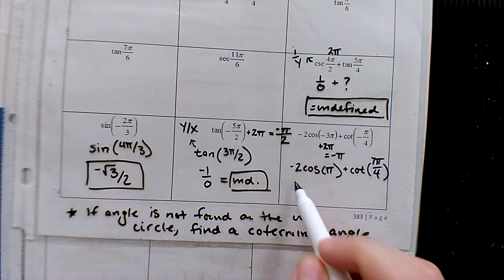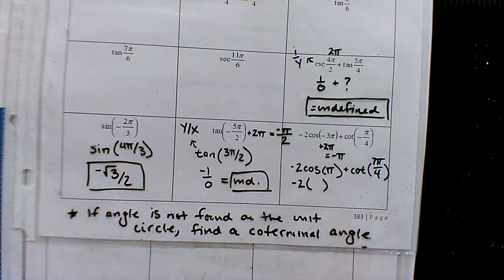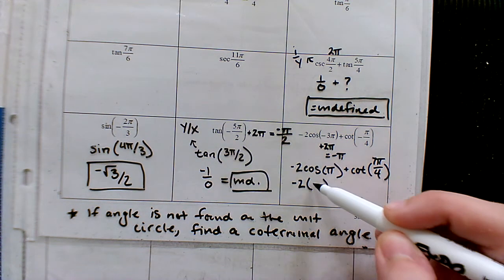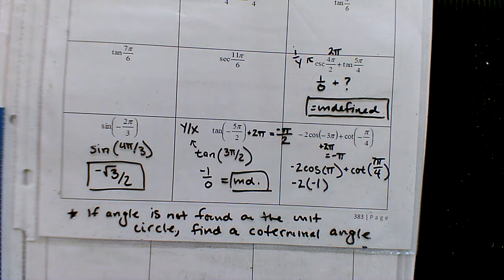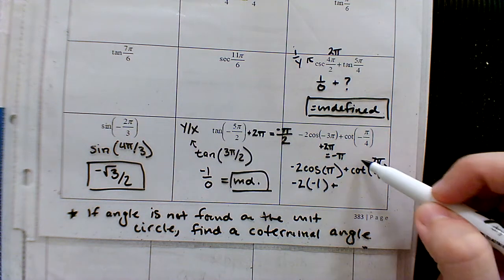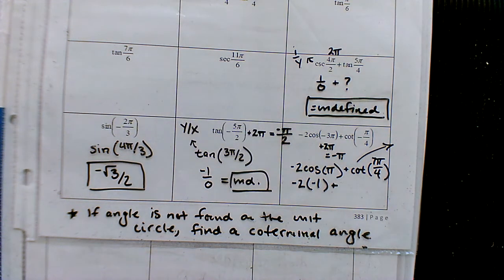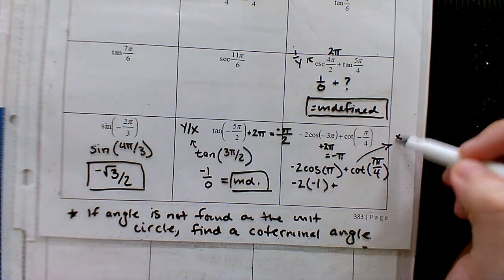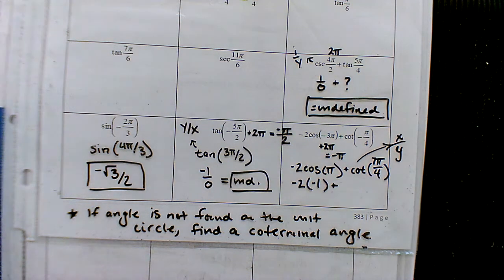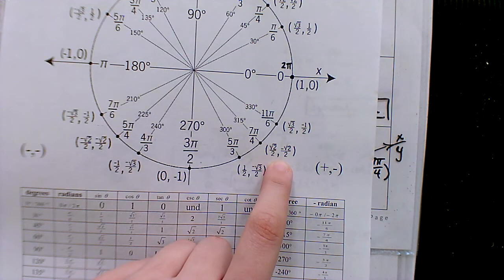So we need -2 times the cosine value at pi. Cosine is the x-coordinate, so based on the ordered pair at the pi location, the x-coordinate is -1. Next, we need the cotangent value from the 7 pi over 4 spot. How is cotangent related to x and y? Yeah, x over y. All right, so let's go to the 7 pi over 4 spot. We need the x-coordinate divided by the y-coordinate.